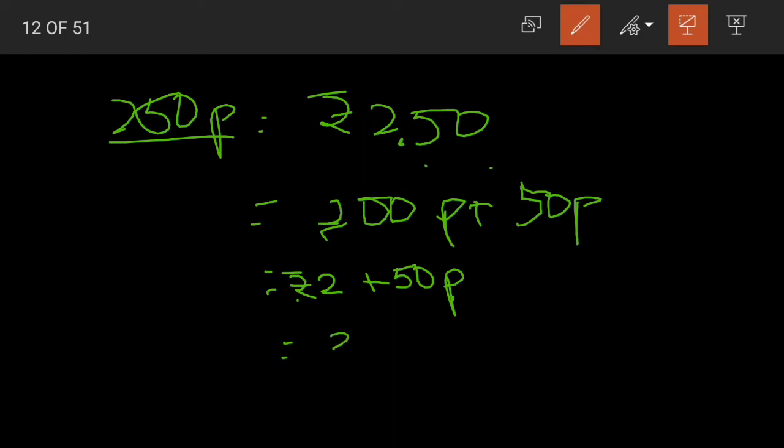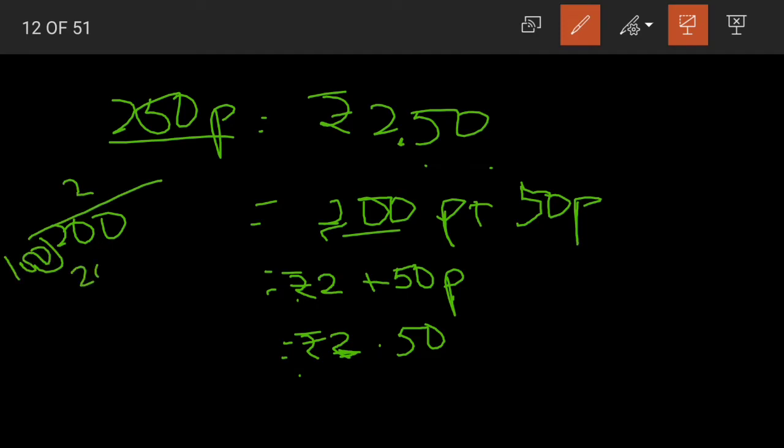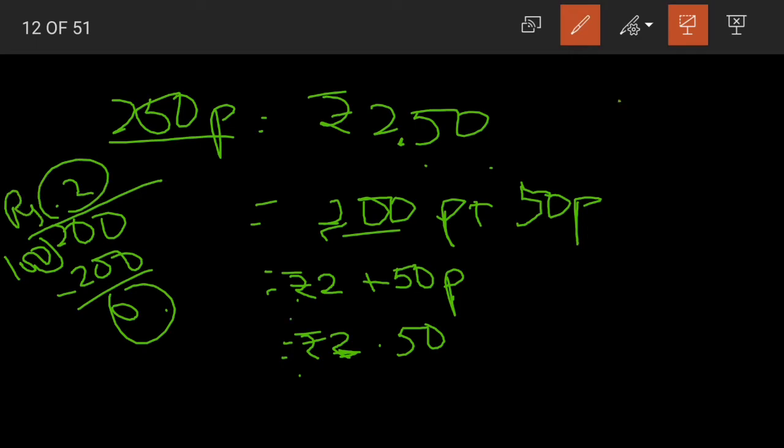Now when we combine these two, it would be 2.50, that is nothing but 2 rupees 50 paise. Let's see, 200 divided by 100, 100 twos are 200. When we subtract, 0 is our answer. So 2 rupees. Understood children?